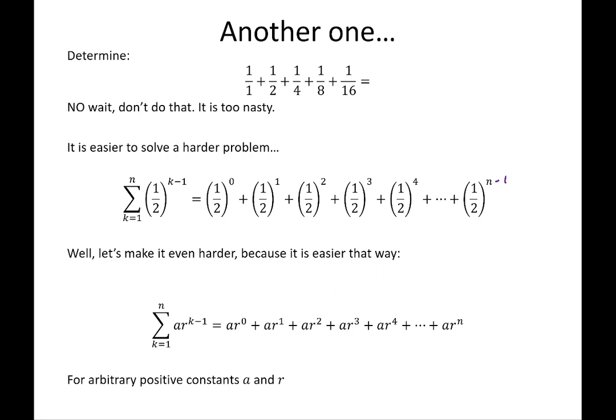So the harder problem I want to look at is the following. The sum from k equals 1 to n of a times r to the power of k minus 1. To make it look a little less mysterious, it would be the sum from, let's say, k equals 1 to 100 of 3 times 2 to the power of k minus 1. I want to add up the first 100 of those. So the first few of them, we'd have 3 times 2 to the 0, plus 3 times 2 to the 1, plus 3 times 2 to the 2, plus dot dot dot. And we'd have 3 times 2 to the 99 as the last one. So I want to find a way to do that efficiently.